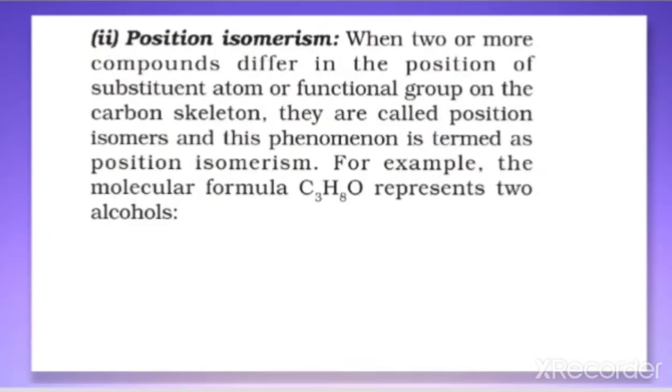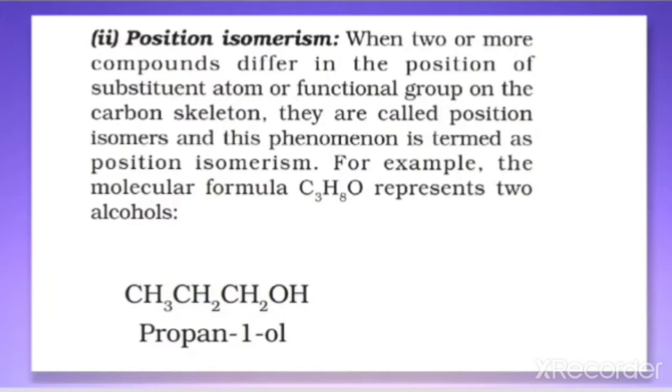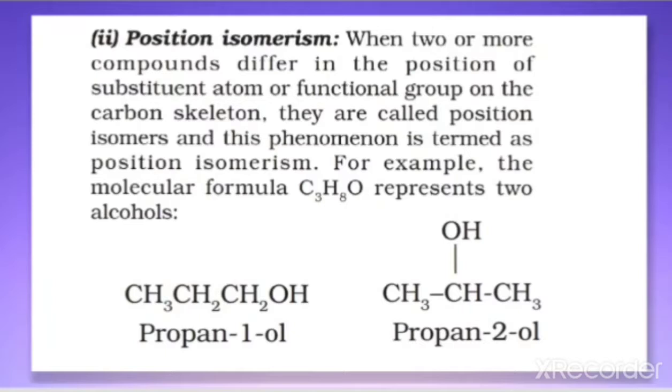Next is position isomerism. When two or more compounds differ in the position of the substituent group or the functional group on the carbon skeleton, they are called position isomers, and this phenomenon is called position isomerism. As the name says, position, that means there is a difference in the position. Now let us take one example here, that is propan-1-ol. Now we can take one more formula here, that is propan-2-ol.